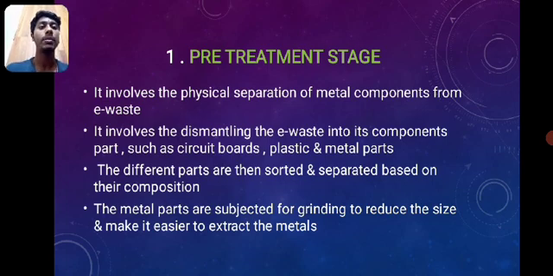The first is the pre-treatment stage. It involves a physical separation of metal components from the electronic waste. It involves dismantling the e-waste into its component parts such as circuit boards, plastics, and metal parts. The different parts are then sorted and separated based on their composition. The metal parts are subjected to grinding to reduce the size and make it easier to extract the materials.